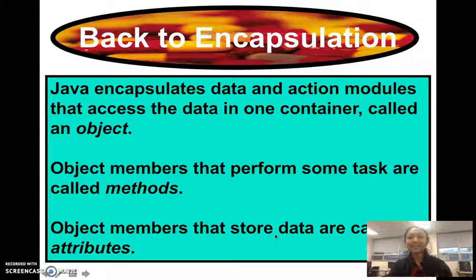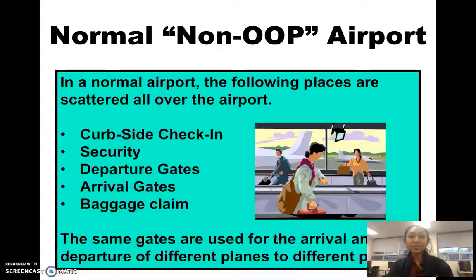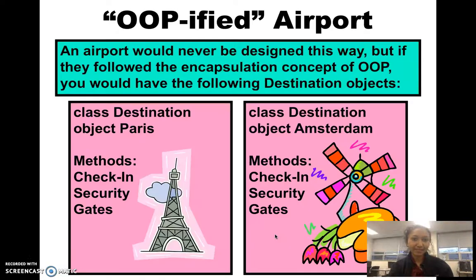Okay, again highlighting encapsulation. The airport analogy. So in a normal airport, the following places are scattered all over the airport: curbside check-in, security, departure gates, arrival gates, baggage claim. The same gates are used for arrival and departure of different people to different places. So this is like a non-object-oriented airport. Okay. Everything is all over, very disconnected.